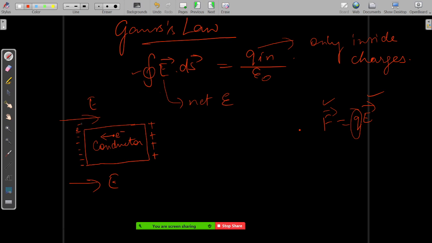You can understand it this way also. Electric field is there, so you can just understand that some positive charge was kept somewhere. Then only the electric field is going away from the positive charges.